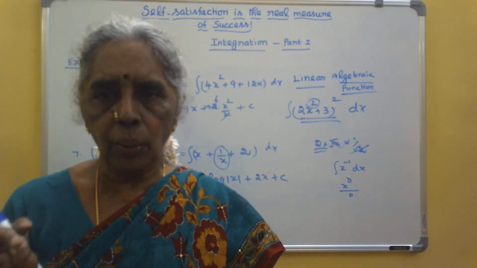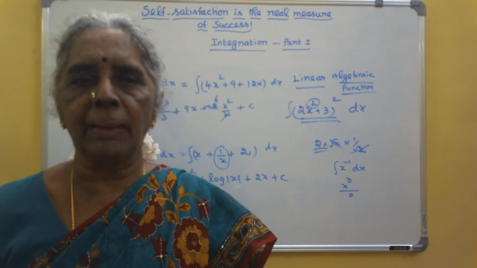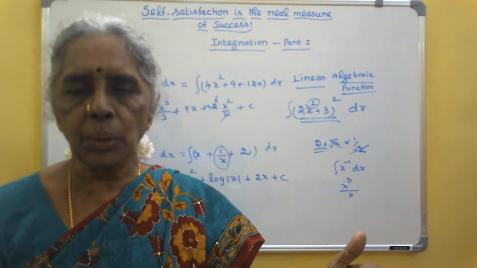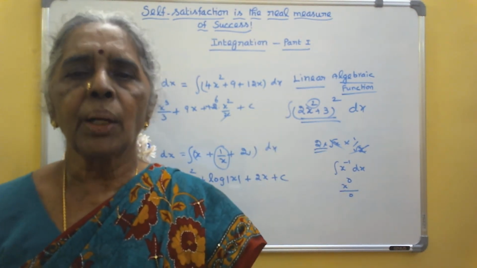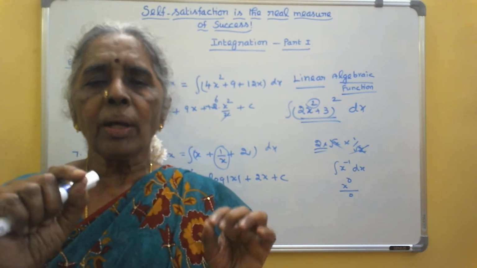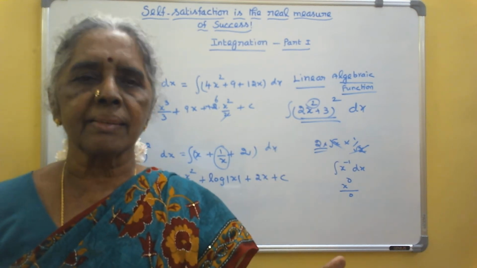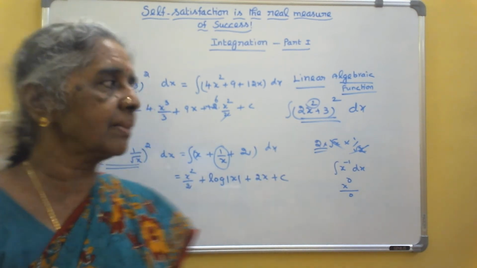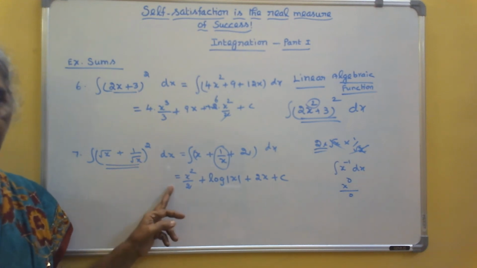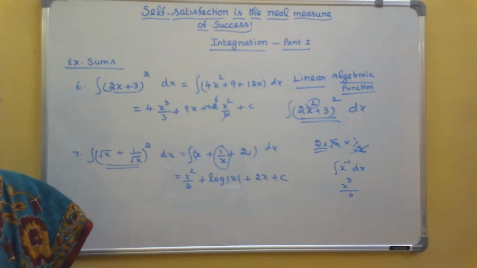Do you follow that? When n is equal to minus 1, when we integrate using the x power n formula, you get only infinity. So you are given a separate formula for that, that is integral of 1 by x dx is equal to log mod x plus c. Use that and write. Are you clear with these two sums now?